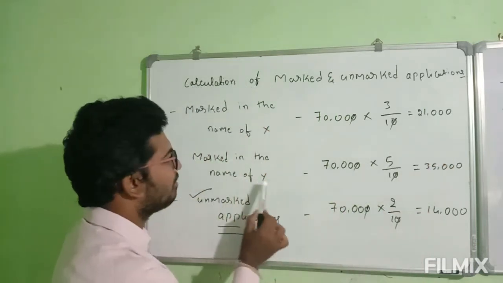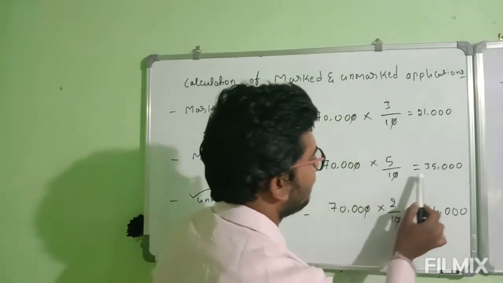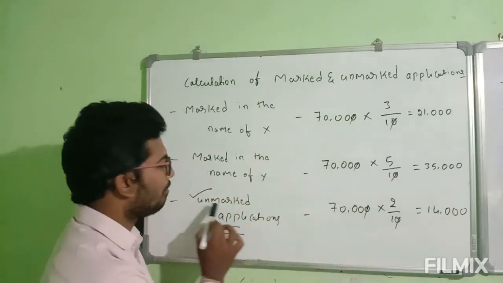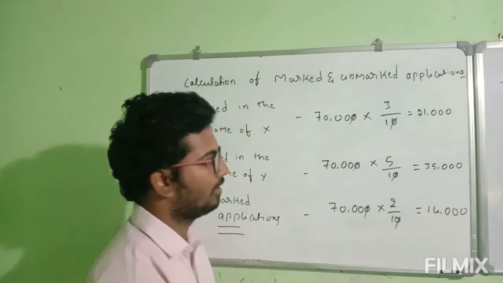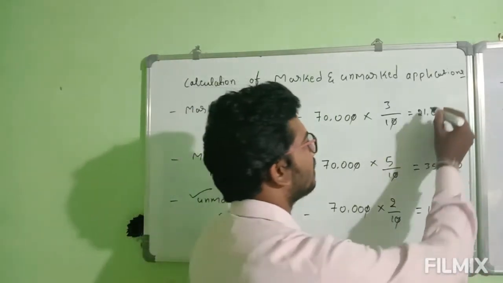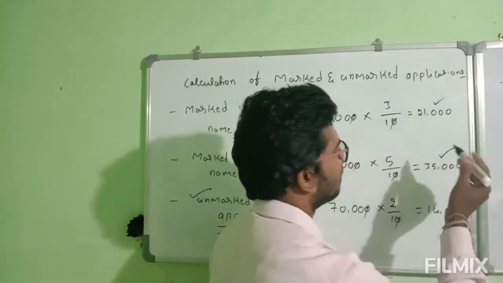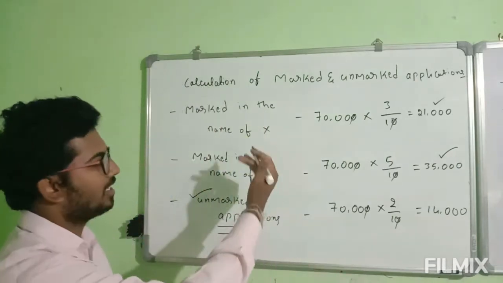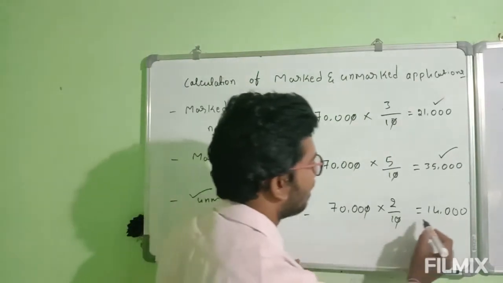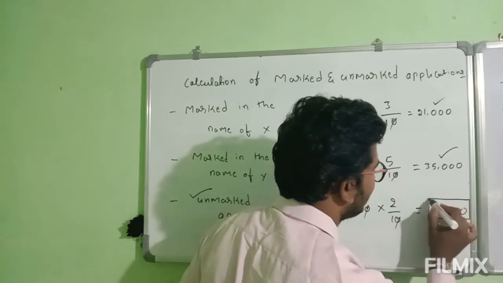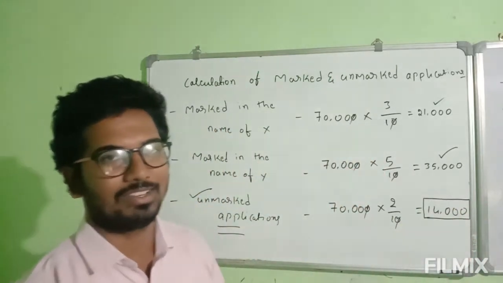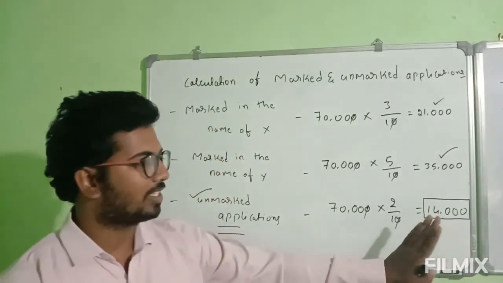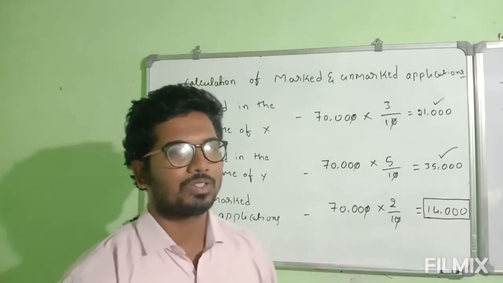So marked in the name of Y: 70,000 into 5 by 10 gives 35,000. Unmarked applications, remaining: 70,000 into 2 by 10 gives 14,000. So 21,000 and 35,000 are marked shares in the names of X and Y, and the unmarked 14,000 is what we call unmarked applications for the company. Hope you understand this. We are going to start the sum now.